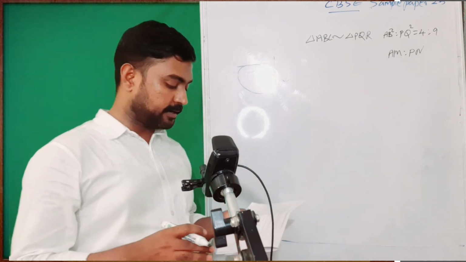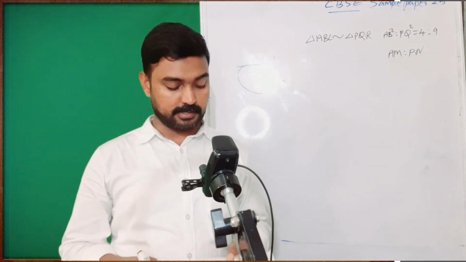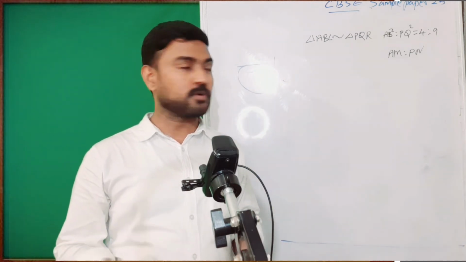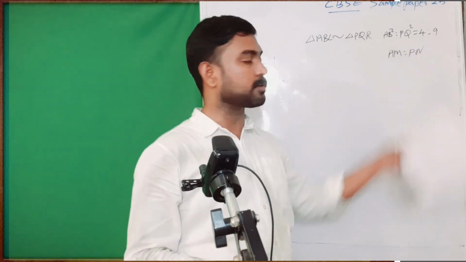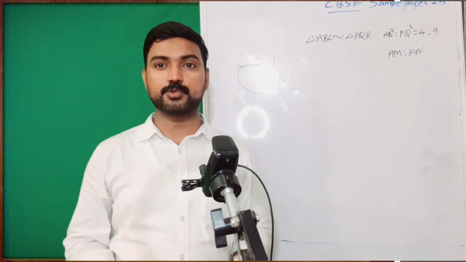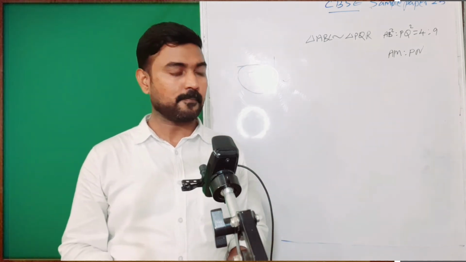Next question, question number 6. Triangle ABC and triangle PQR are similar. Triangle ABC is similar to triangle PQR. If AM and PN are altitudes of triangle ABC and triangle PQR respectively, it is given that AB square is to PQ square is equal to 4 is to 9. Find the ratio of AM is to PN. What are AM and PN? Altitudes. You read the question very carefully.